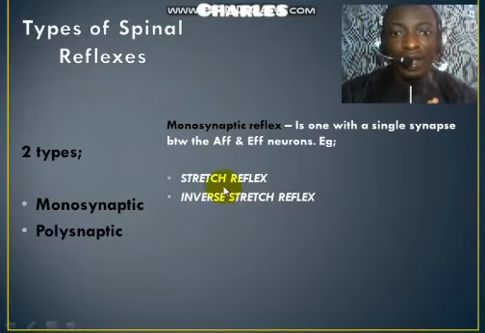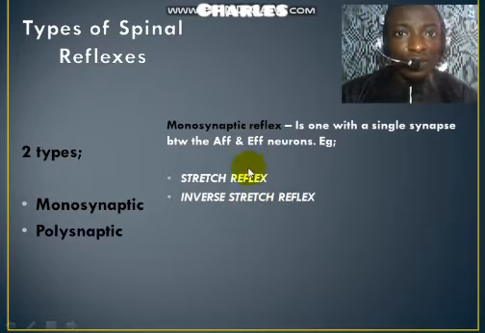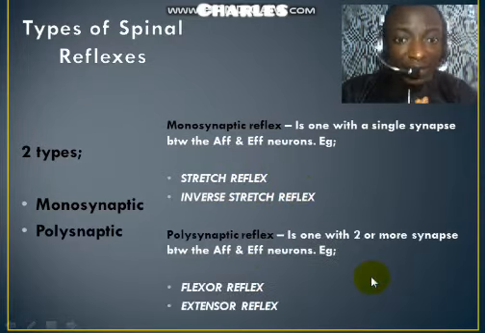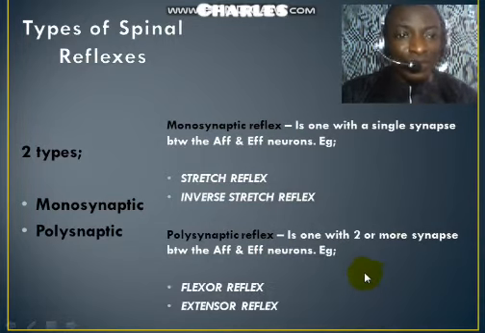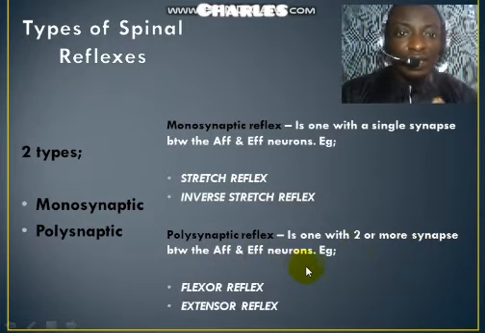The first one is known as the stretch reflex, and the second one is known as the inverse stretch reflex. Inverse stretch reflex is the opposite of stretch reflex. We shall look at all of these in this class. A polysynaptic reflex is one with two or more synapses between the afferent and the efferent neurons. Monosynaptic, polysynaptic.